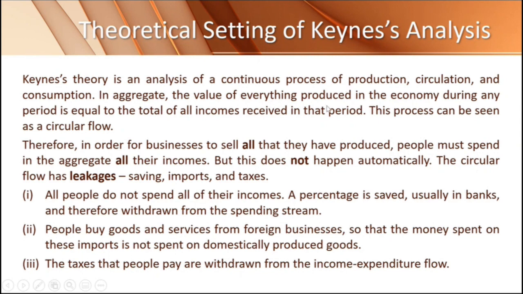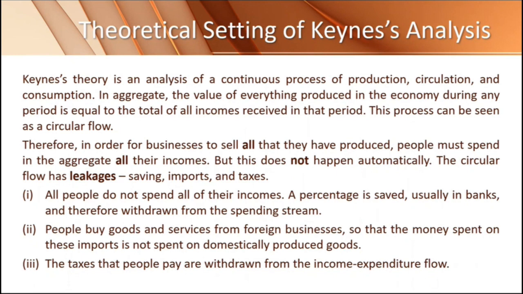Here, the important thing is expenditure and income. Everything produced during a period is equal to total income received in that period, and the total income is also equal to total expenditure. Because if I buy from you, my expenditure, I pay you money, and it's your income. So this process can be shown as a circular flow. Therefore, in order for business to sell all that they have produced, people must spend in aggregate all their income. Then only output equals expenditure equals income. But this does not happen automatically, and in fact, it always does not happen.